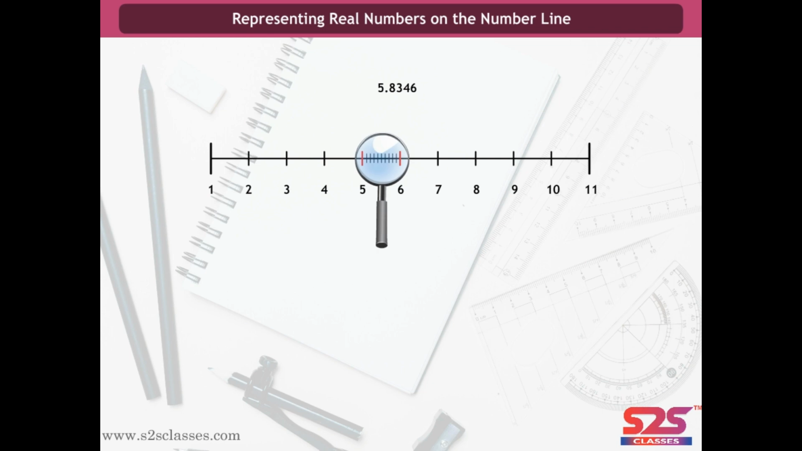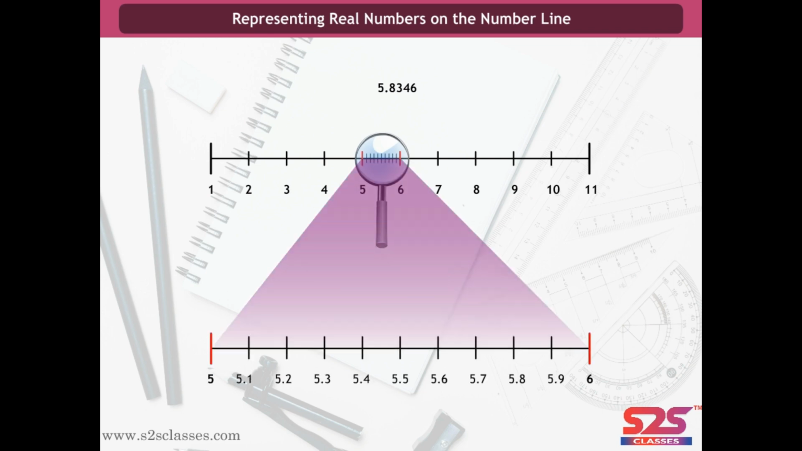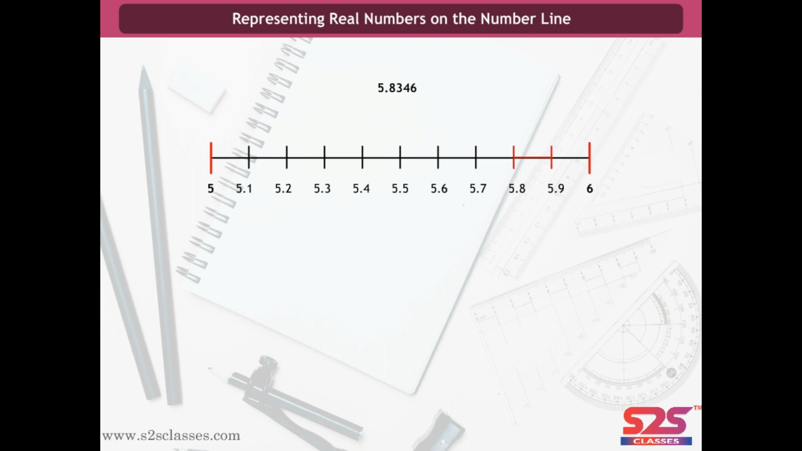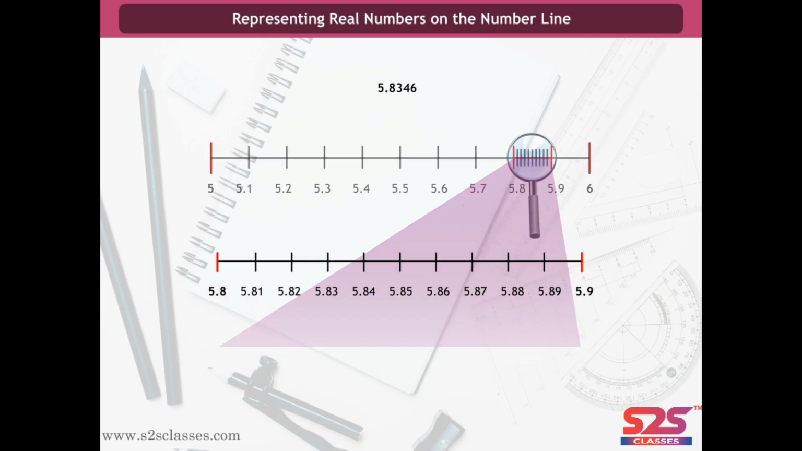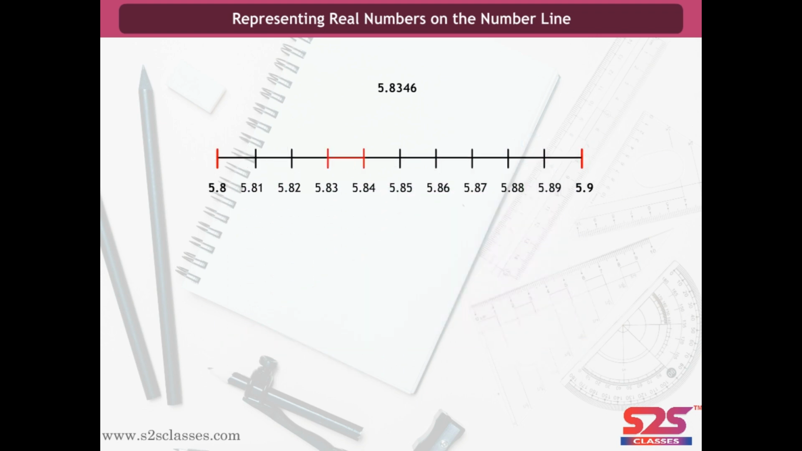And let us magnify there. 5.8346 lies between 5.8 and 5.9. Now further divide into 10 equal parts between 5.8 and 5.9 and then magnify them. Now look at this number line. Go back to 5.8346. It lies between 5.83 and 5.84.